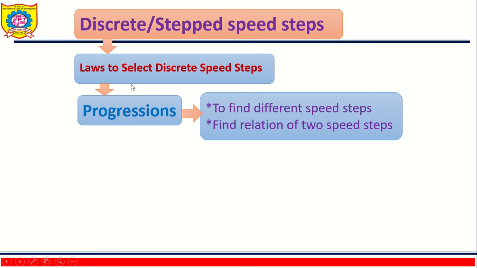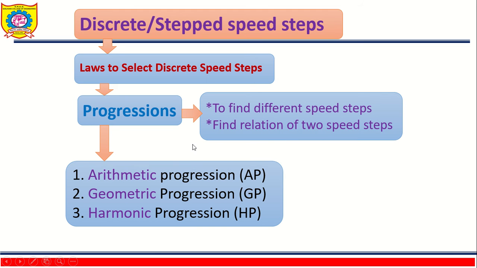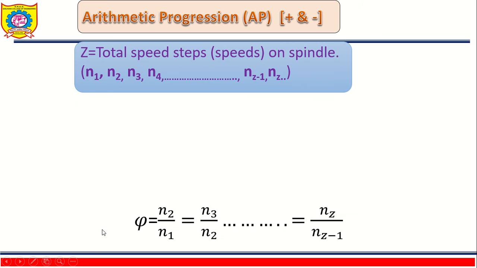So there are certain laws to select the discrete speed steps. These progressions are used to find the different speed steps and the relation between two successive speed steps. There are three different progressions: the arithmetic progression, the geometric progression, and the harmonic progression. Depending upon their different laws, these three progressions are used.